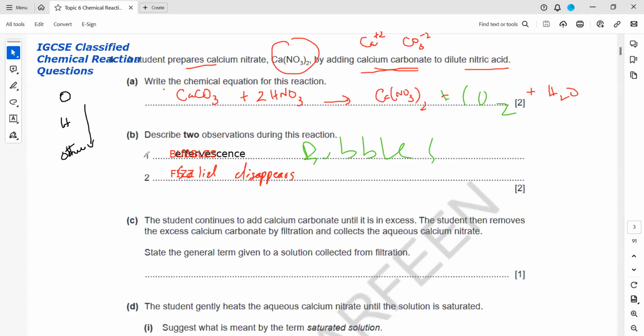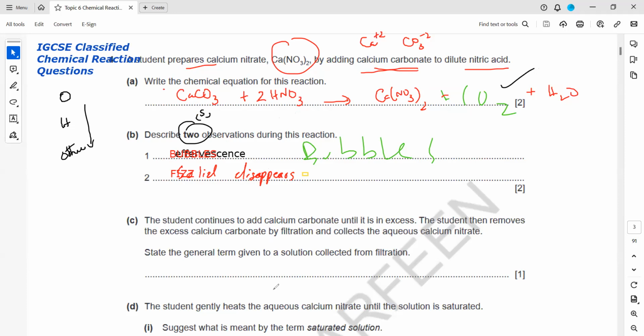The next one asks for two observations. What we will observe when this reaction happens: whenever acid is reacting with carbonate, because of carbon dioxide, bubbles will be there. And because calcium carbonate is solid, the solid will dissolve or disappear.